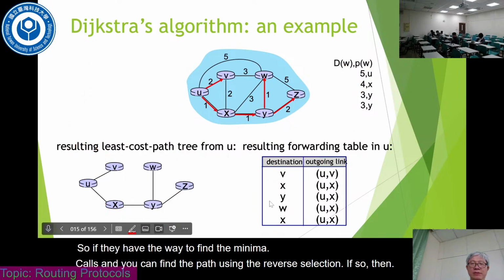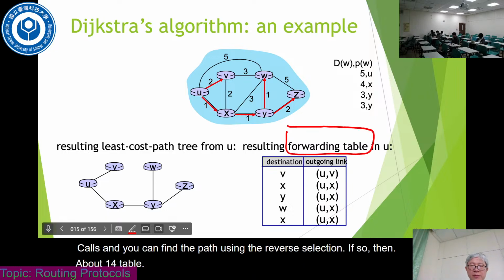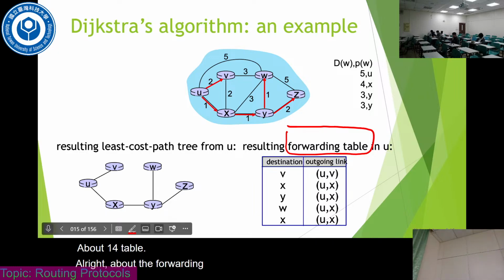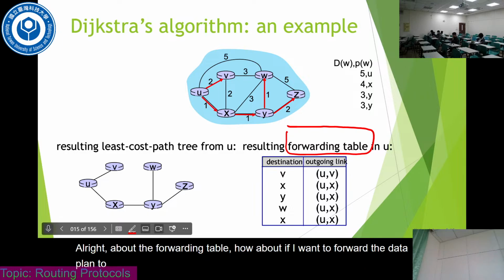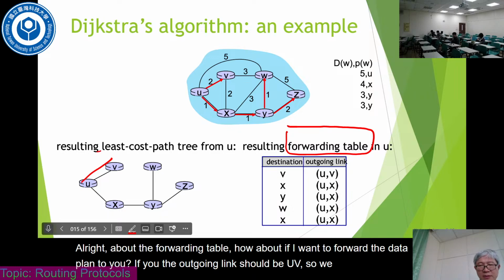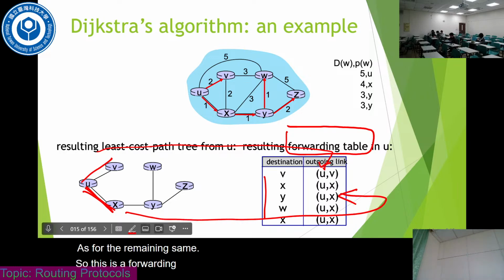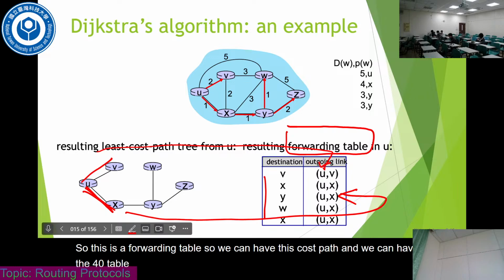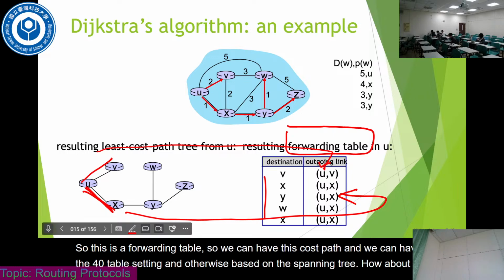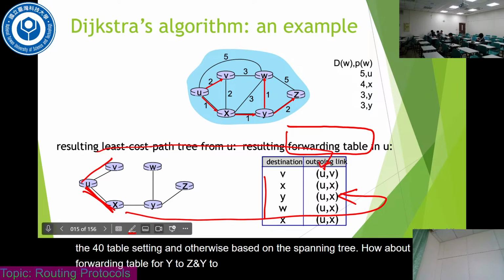How about the forwarding table? If we want to forward the datagram to U, the outgoing link should be UV. So we have these, and the remaining are the same. So this is a forwarding table. We can have the least cost path, and we can have the forwarding table setting. And likewise, based on the spanning tree, how about the forwarding table for Y to Z and Y to W? We know the path explicitly.